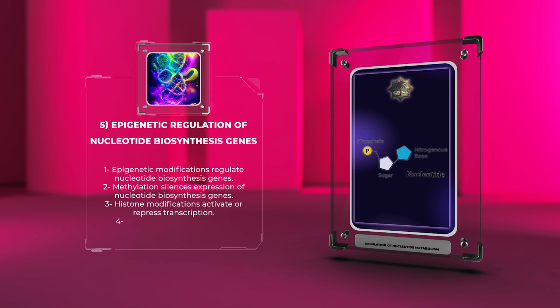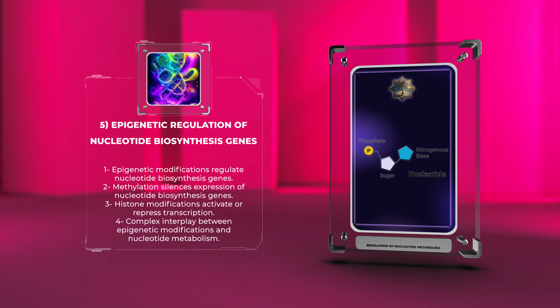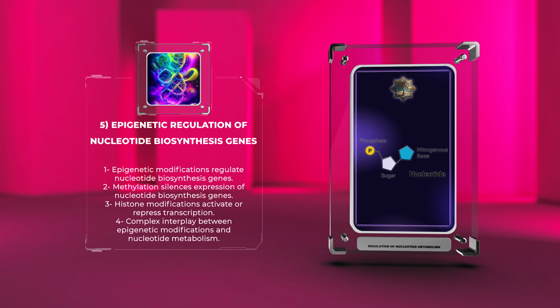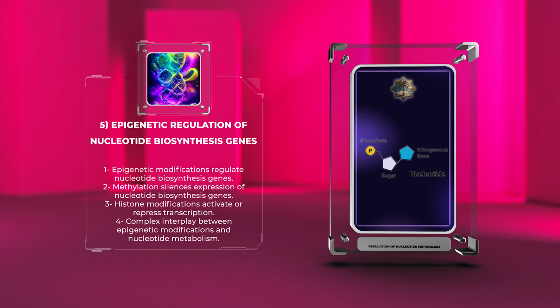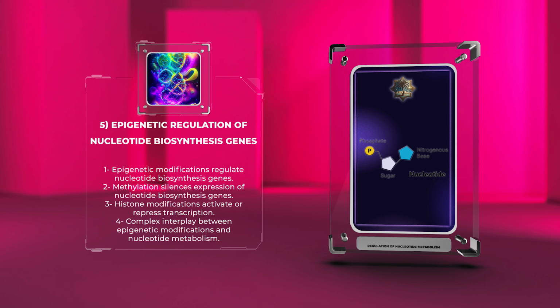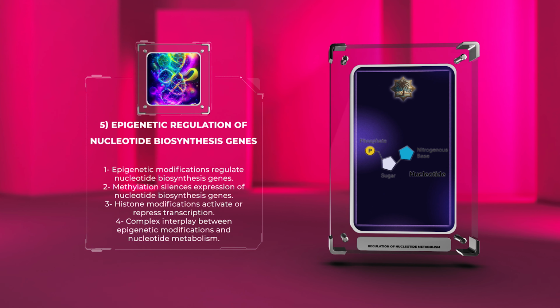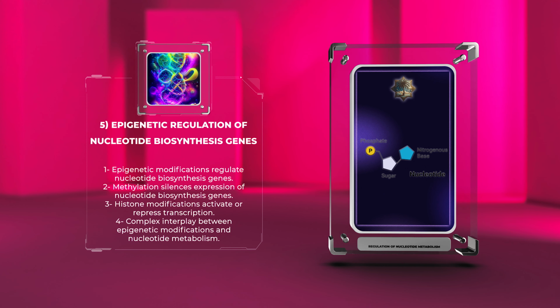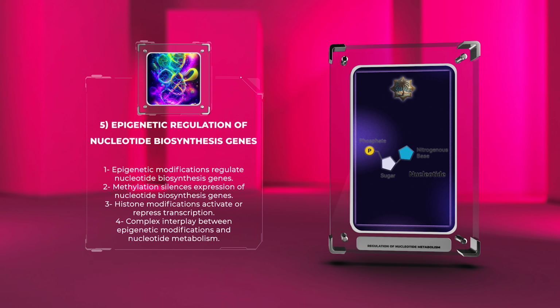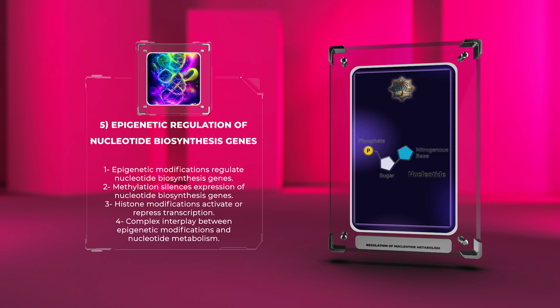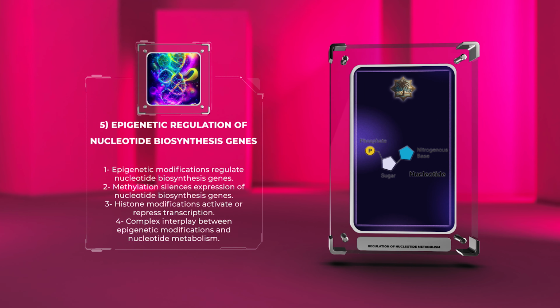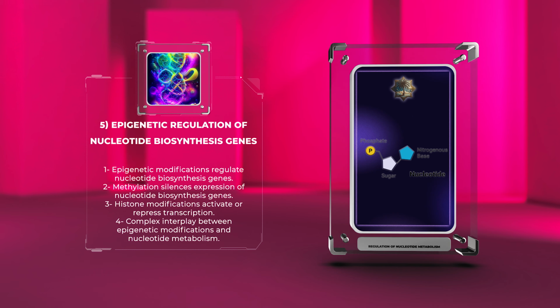Epigenetic modifications, such as DNA methylation and histone modifications, have emerged as important regulators of nucleotide biosynthesis genes. Methylation of cytosine residues within promoter regions of nucleotide biosynthesis genes can silence their expression, limiting nucleotide production. On the other hand, histone modifications, including acetylation and methylation, can either activate or repress the transcription of nucleotide biosynthesis genes, further influencing nucleotide metabolism. The interplay between epigenetic modifications and nucleotide biosynthesis genes highlights the complex regulatory mechanisms involved in maintaining nucleotide homeostasis.